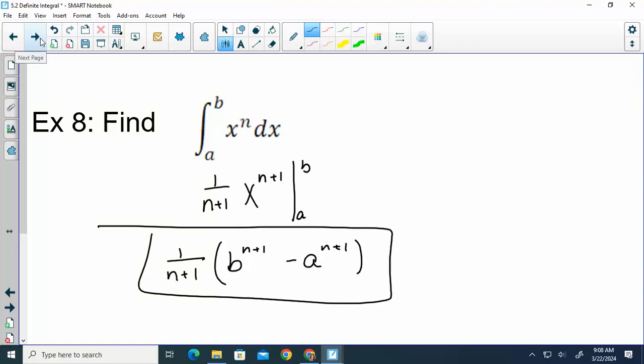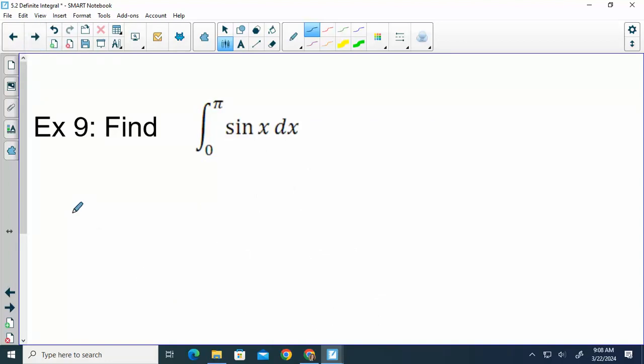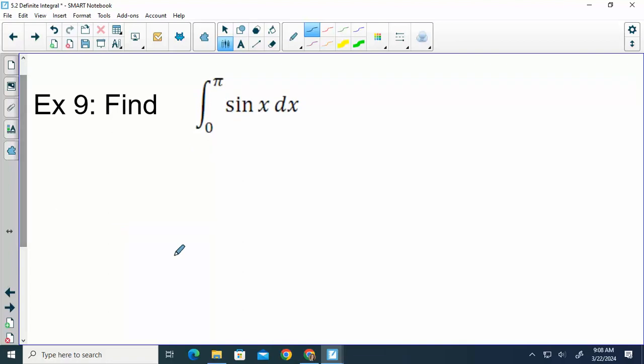Let's try another one. If I want the integral from 0 to pi of sine x dx. Remember, the dx just goes with the integral. So we essentially ignore that when we're doing the antiderivative. It goes away when the integral symbol goes away. What is the antiderivative of sine? Negative cosine. And we're going to evaluate from 0 to pi.